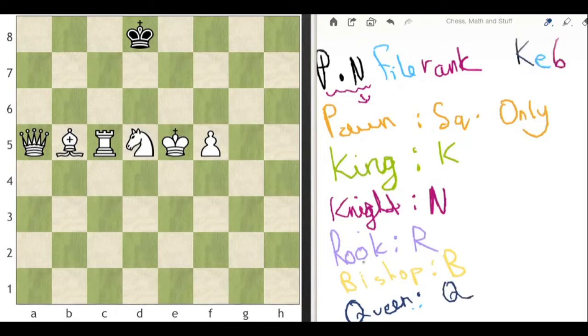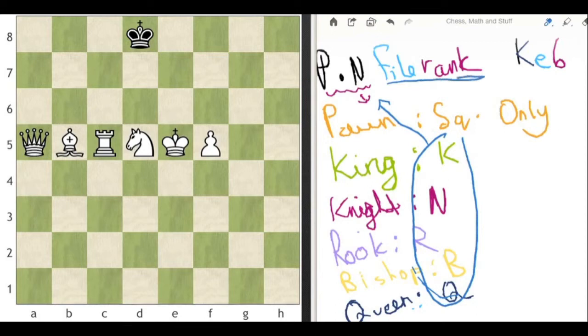That's it. So these are your piece names, and this is the sort of thing you need to know for writing it down. You just plug in any one of these, like coefficients in math terms, and then plug in your square notation: your file and your rank. So for instance, this queen here is on A5, so we would write queen A5. That's how that would work.